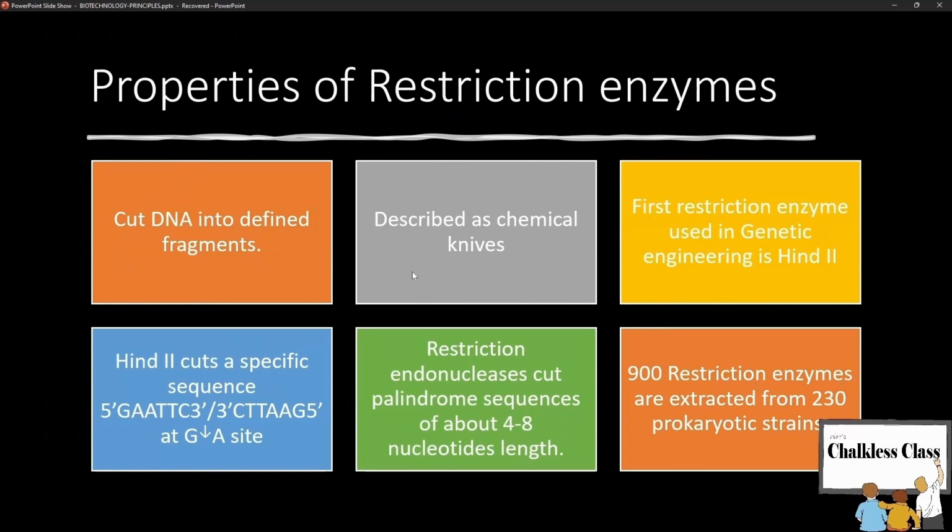These are described as chemical knives or molecular scissors. The first restriction enzyme used in genetic engineering is HindII. So far, 900 restriction enzymes have been extracted from 230 prokaryotic strains.